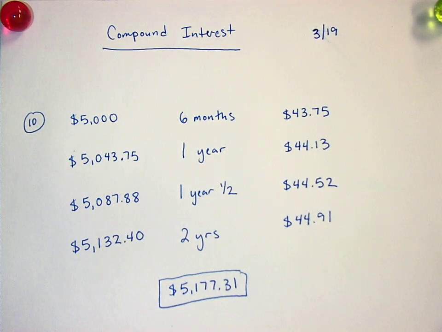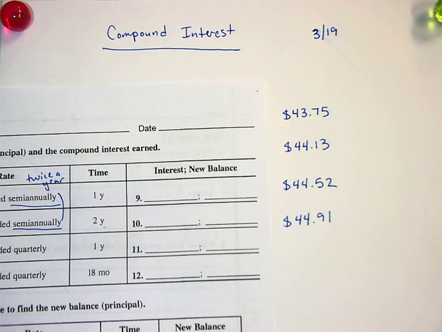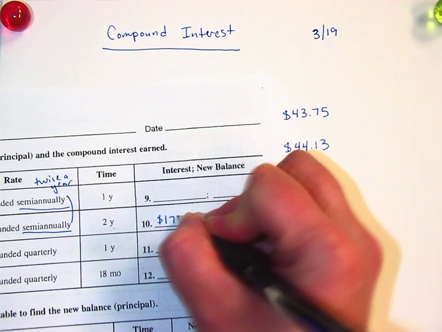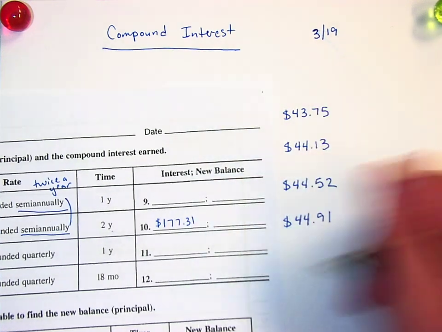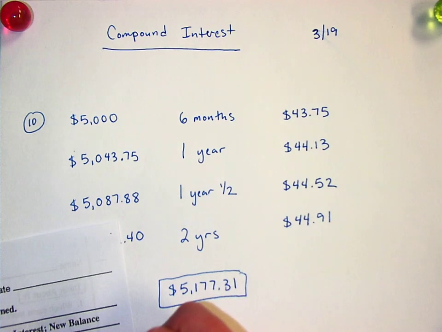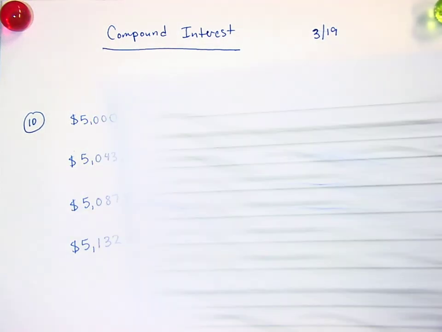Okay, so my final answer here is I'm going to add up all of the interest that I got. $43.75 plus $44.13 plus $44.52 plus $44.91, which gets me $177.31. I just added up all of these interests to get that one. And my new balance we found out down here, which was $5,177.31. I do expect you to show your work like this for every single problem.